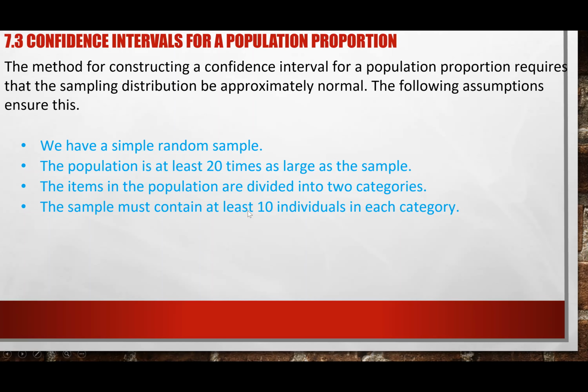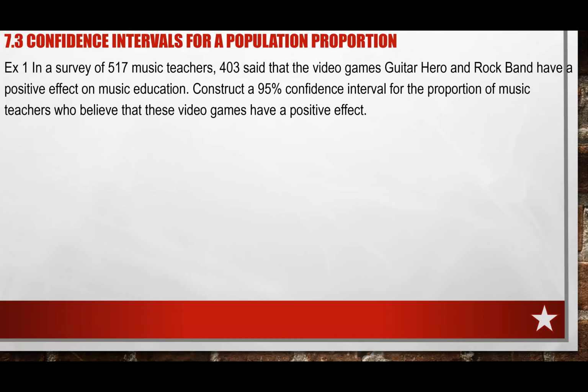And the item will have two categories, which is either you use an iPhone or you don't use an iPhone, right? And the sample must contain at least 10 items, so N has to be 10 or more. Most of the criteria will be met. Most of the questions they ask you will meet those assumptions.